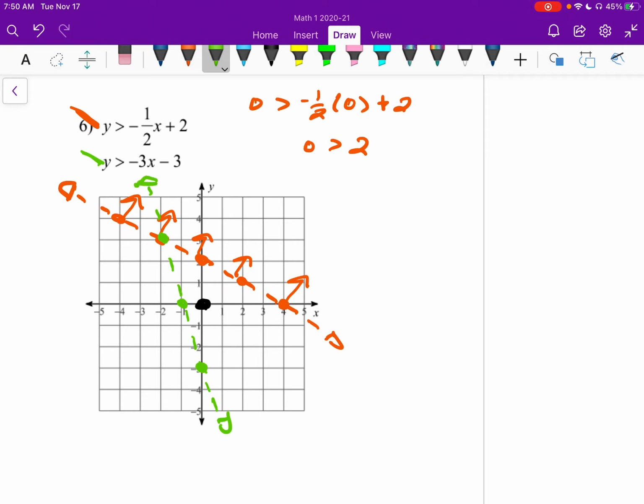I'll plug in 0, 0, and I'll say, well, 0 is greater than negative 3 times 0 minus 3. So 0 is greater than negative 3. Now that's a true statement. 0 is bigger than negative 3. So I'm going to shade towards the 0. And we can see that the spot where they overlap is going to be this chunk up here.